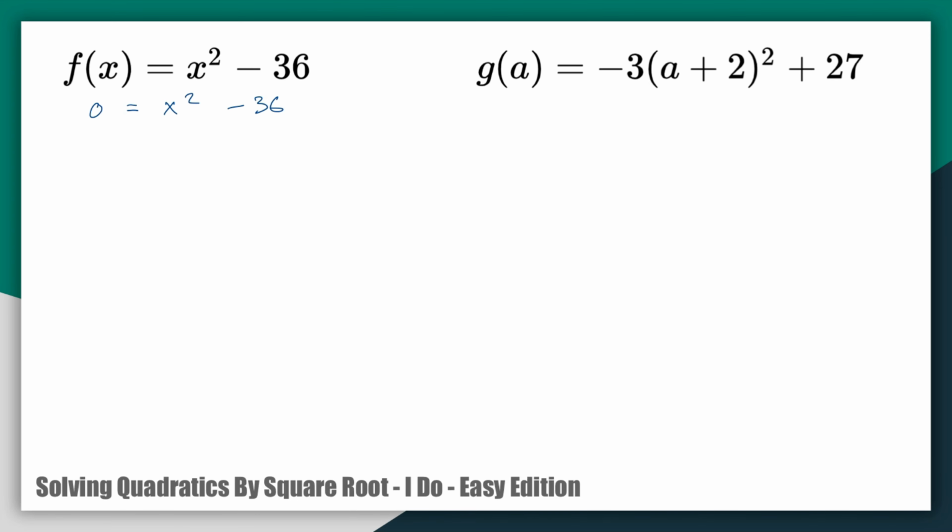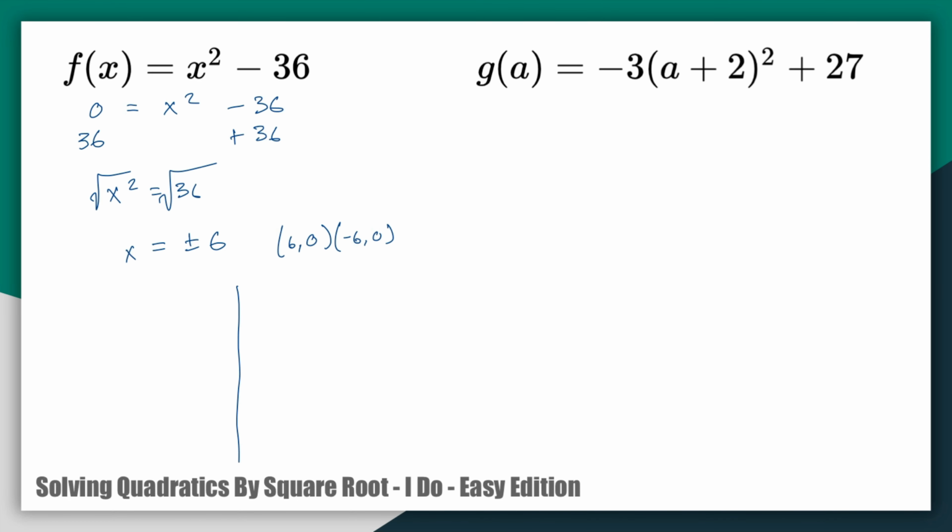And because we don't have that simple bx term, meaning b is 0, we can just solve for x. So get x by itself. You have x squared is equal to 36. At this point and this point only, where you have just the x squared alone, is when you can square root both sides. And you get x is equal to plus or minus 6.